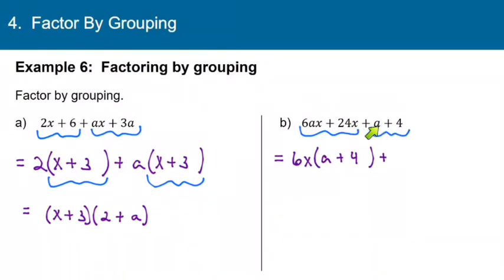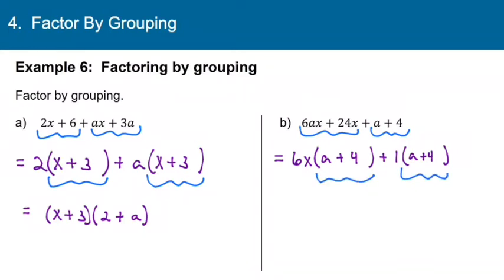And notice that when you look at the last two terms, we would say there's not a GCF, or we really should say that the GCF is 1. And so I'll put down a 1 with my parentheses. And of course, a plus 4 is what's going to go in here, because 1 times a gives us that term, and 1 times 4 gives us that term.